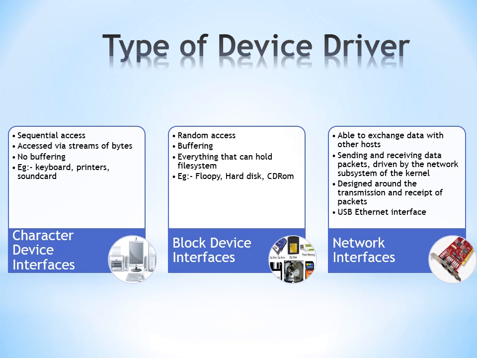And we have a network interface. Normally, a network interface is any device related to connecting with the network or internet connection. For example, your modem, your network interface card, your wireless adapter, your wireless Ethernet adapter. All these require a network interface, because this kind of device driver is able to exchange data with other hosts, able to send and receive data packets through the network, and it is designed around the transmission and receipt of packets.